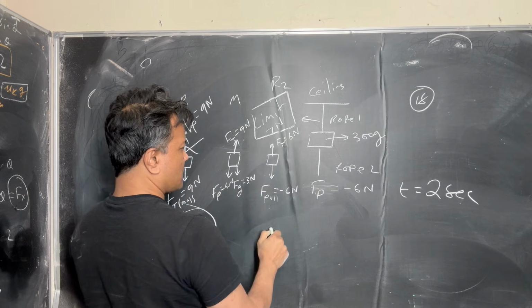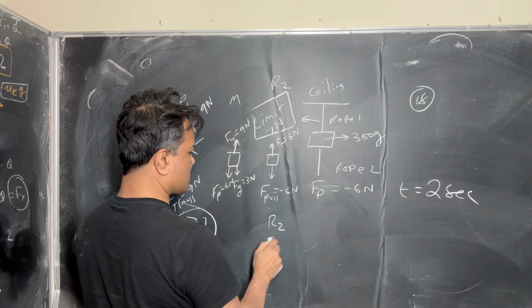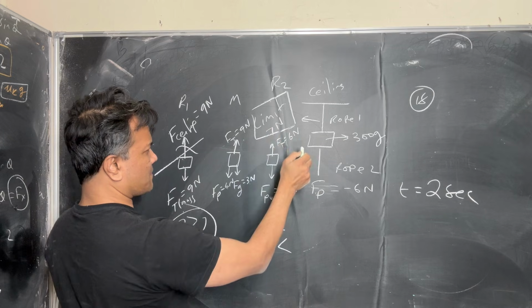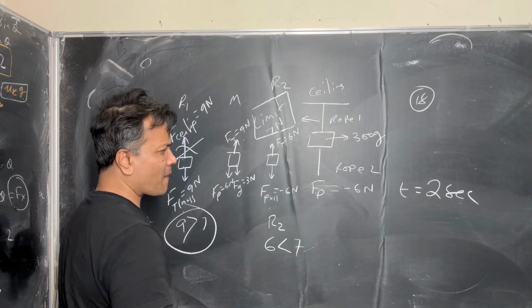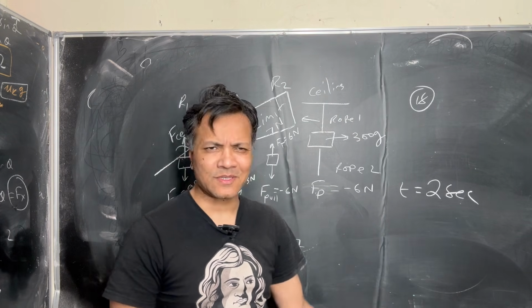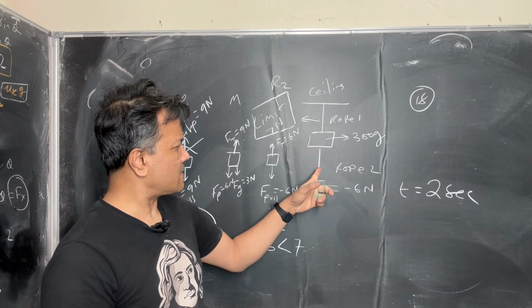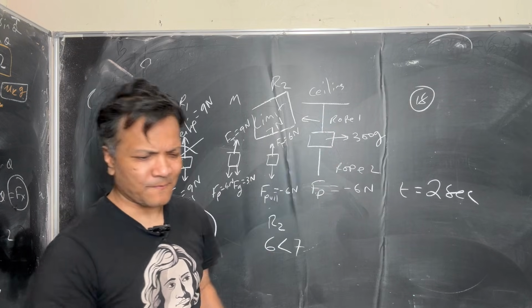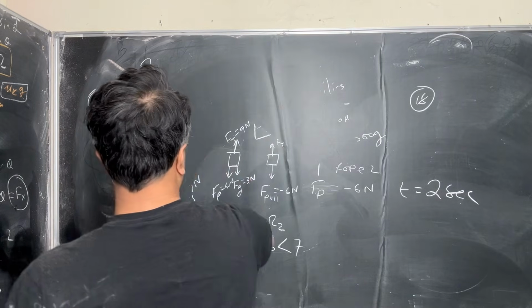Rope 2 doesn't break because 6 Newton is less than the breaking limit, 7 Newton. Also, it takes a long time for the rope to send the information from rope 2 to the mass to rope 1. Okay, great. That takes us to the next problem.